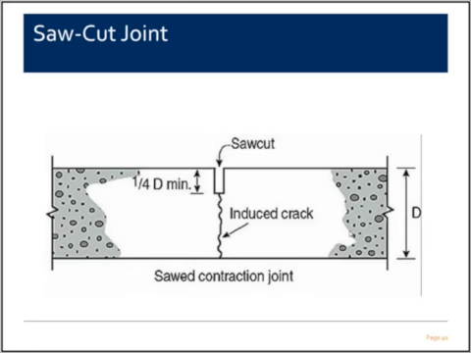Here's a typical saw cut joint. This is pretty basic, but I just wanted to emphasize the depth of the cut, and that depth we want at least 1/4 inch of the total thickness of the slab. That this induces or should induce a crack right below that saw cut. At a later date, that saw cut will be cleaned and then filled with either a joint filler or a joint sealer.